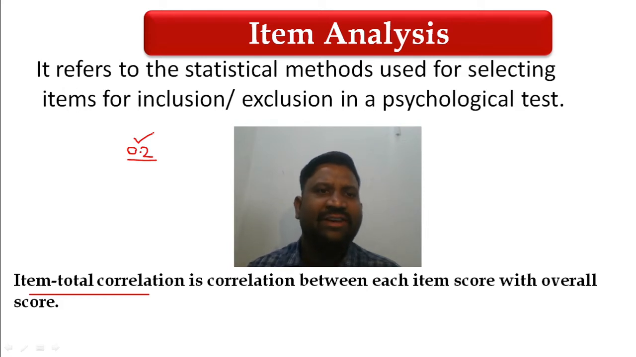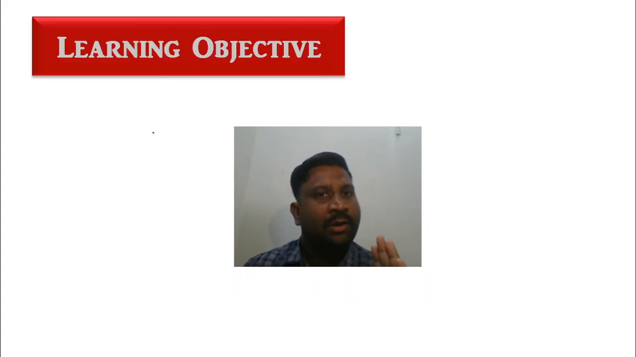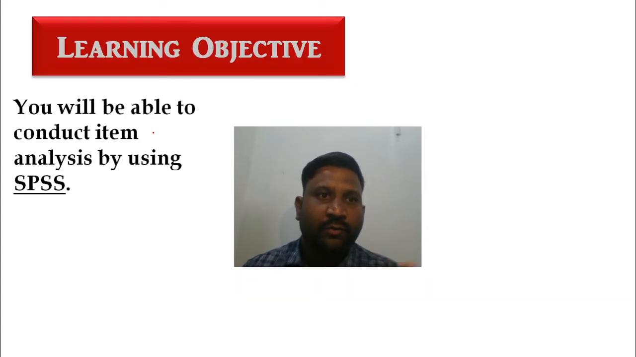In some cases, we include an item with correlation 0.15. So depending upon the research, we can increase or decrease this value, but the standard value is 0.2. Okay. Learning objective: you will be able to conduct item analysis by using SPSS.